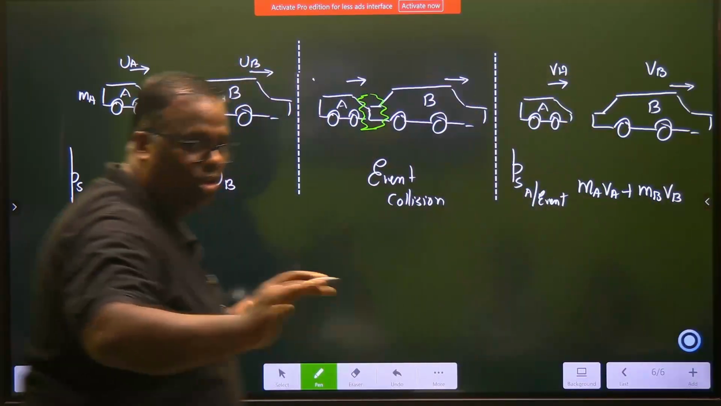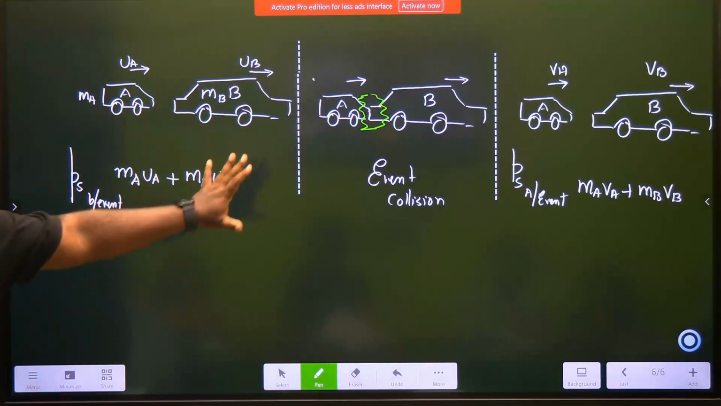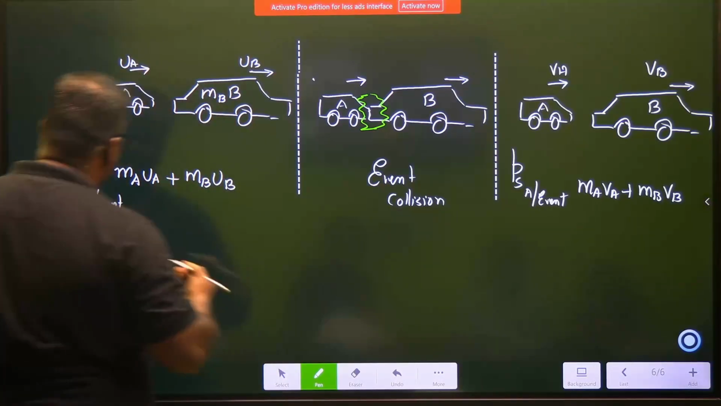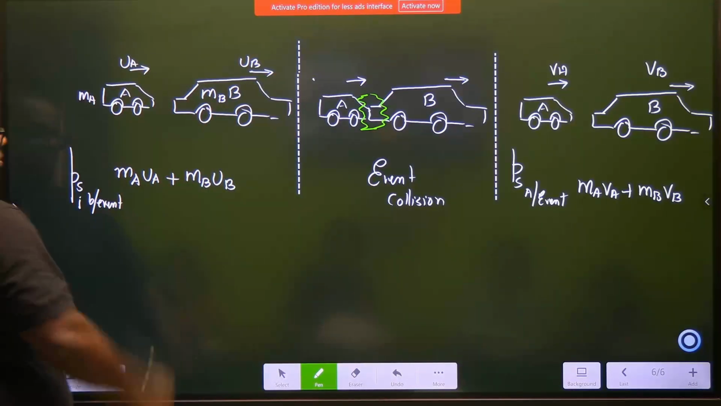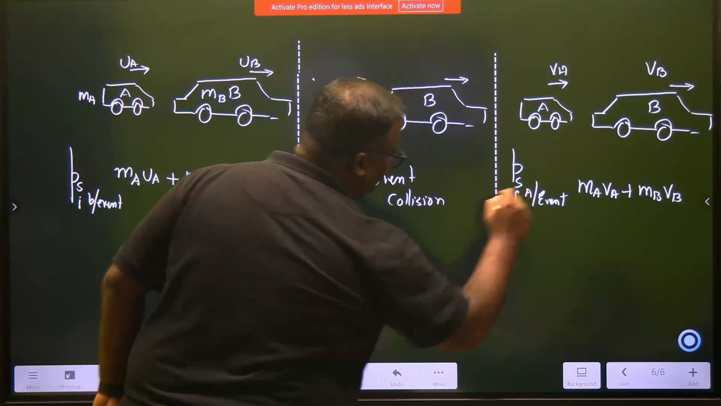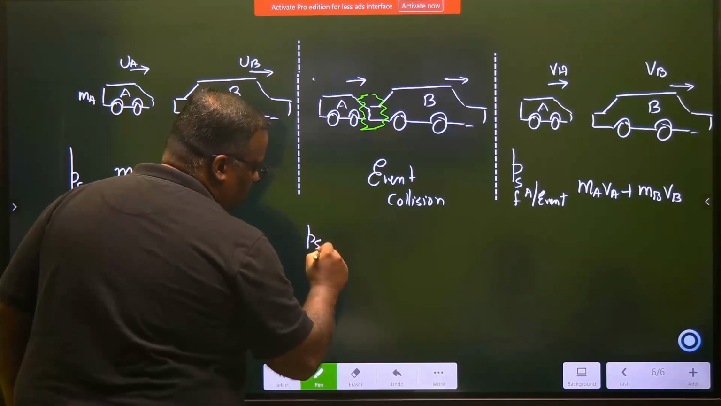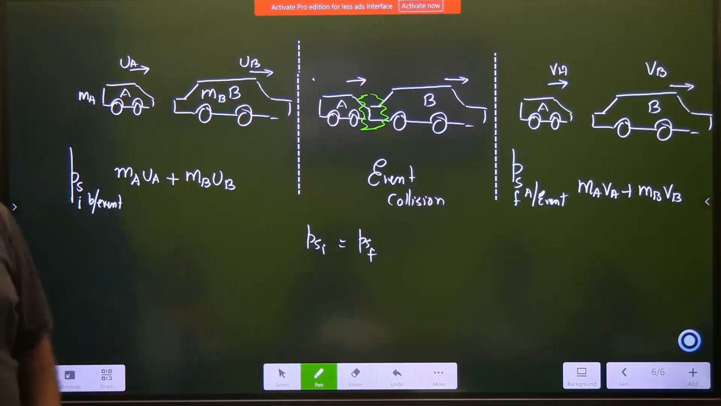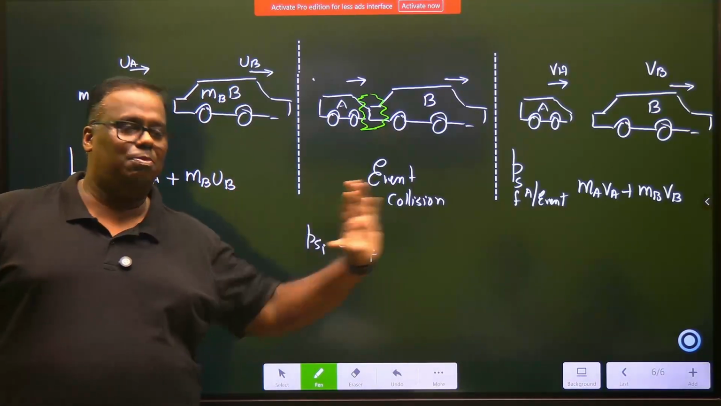The law of conservation of momentum, this is only one scenario. The law tells me that if this is the initial momentum and this is the final momentum, the initial momentum will always be equal to the final momentum. The whole problems are changed by scenarios.